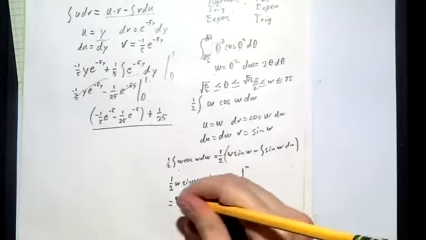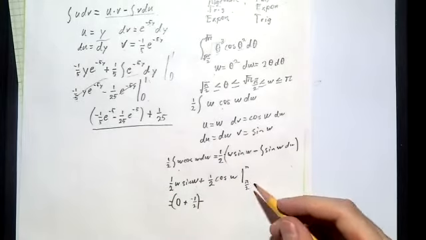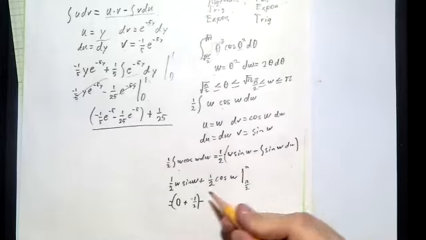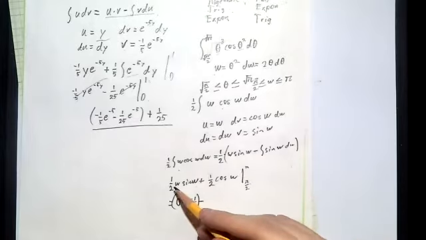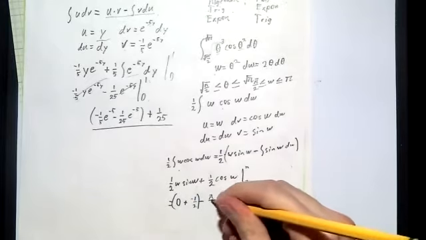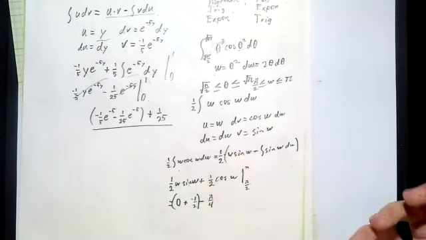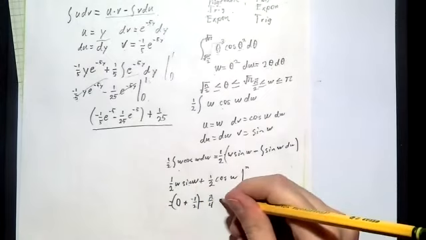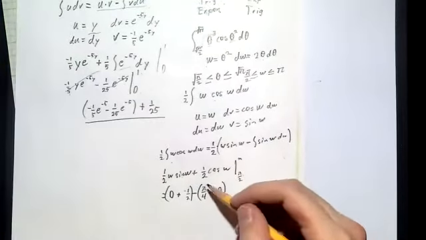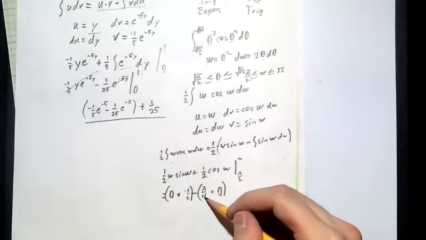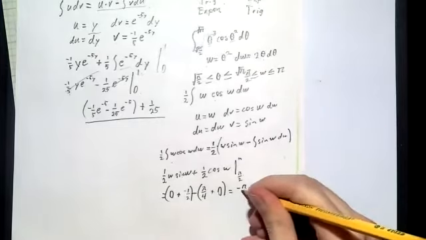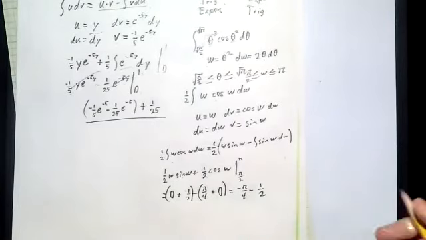And now we subtract the value at pi over 2. Cosine of pi over 2 is 0, so we don't have to worry about that one. We have pi over 2 times 1/2, so we have pi over 4. And then sine of pi over 2 is 1, so we're just left with that, and then of course that's 0. So we end up with minus pi over 4 minus 1/2. So negative pi over 4 minus 1/2.